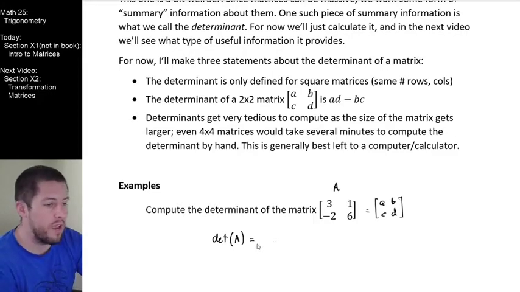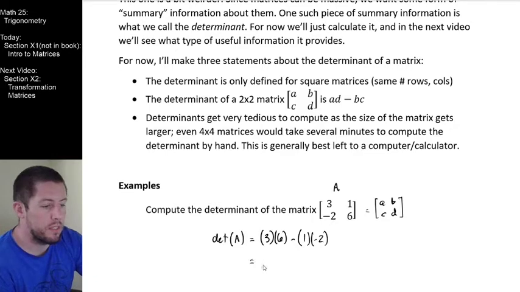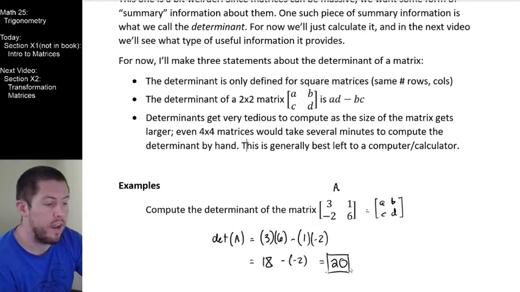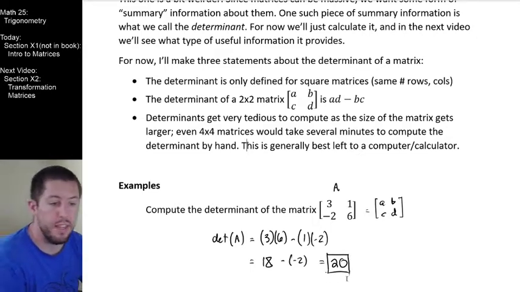In this case, we're going to get 3 times 6 minus BC, which is 1 times negative 2. So in this case, we're getting 18 minus negative 2. Minus a negative is addition, so we're going to get 20 as our final answer right here. And it just occurred to me that I didn't test it, but I'm certain that it's going to work out.